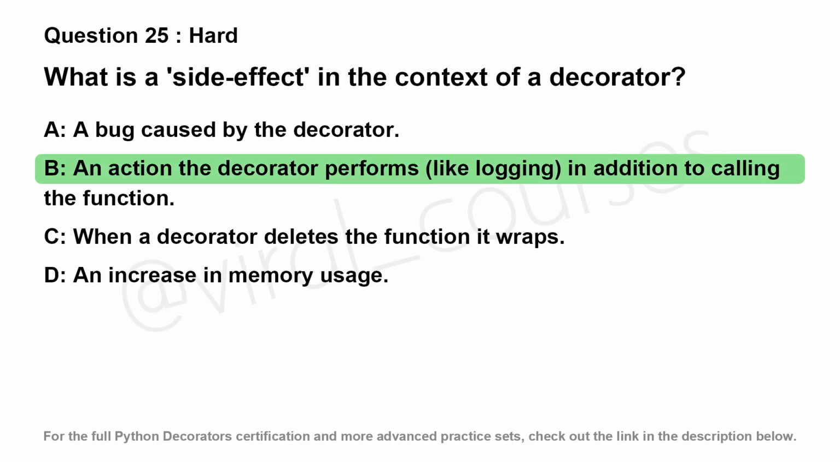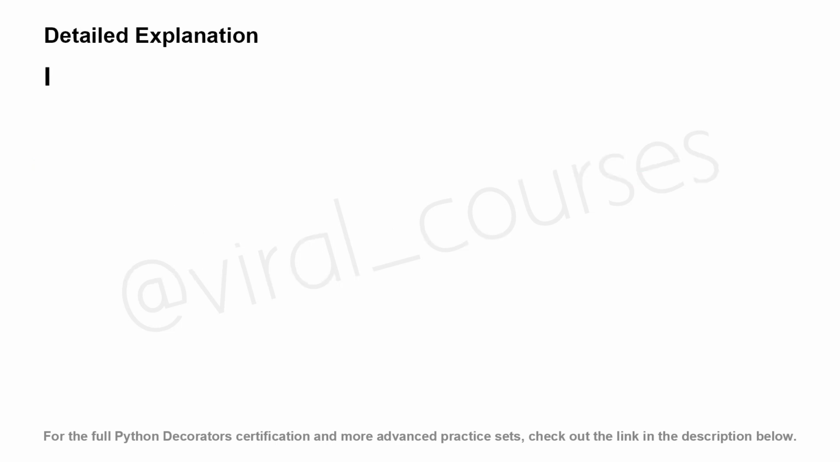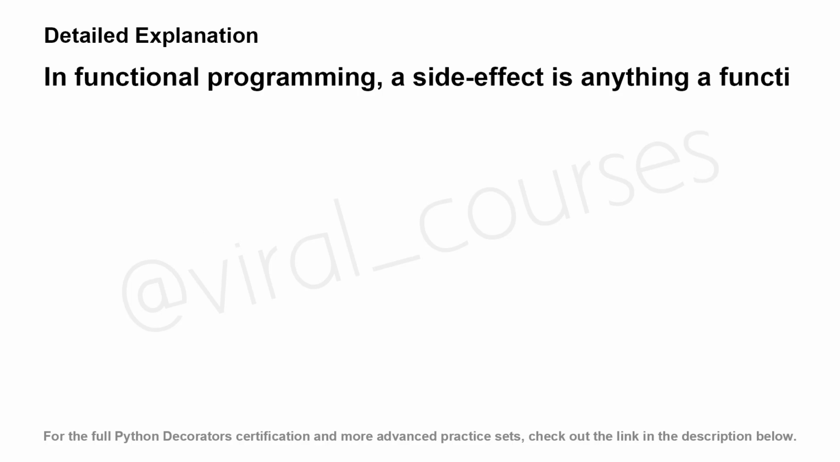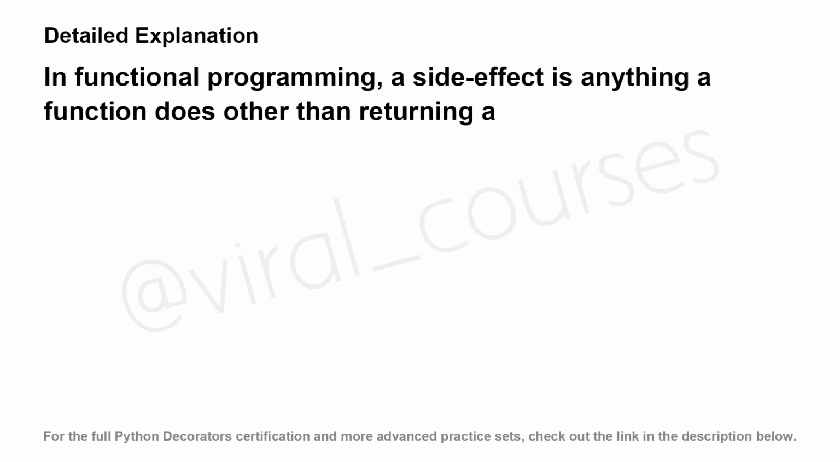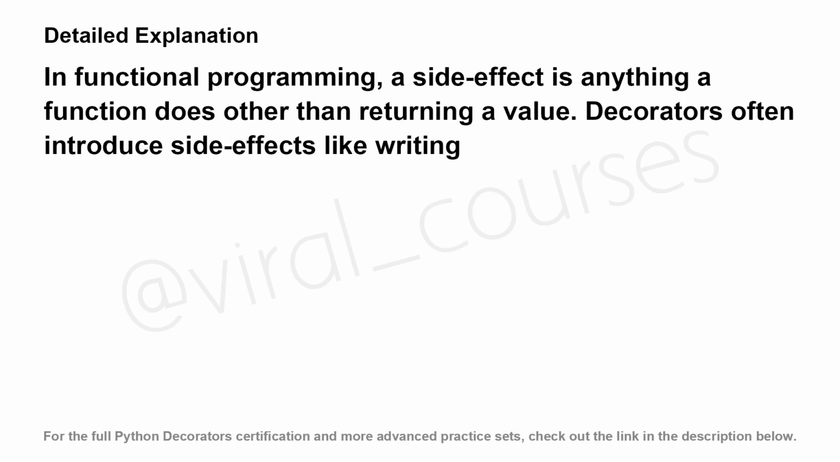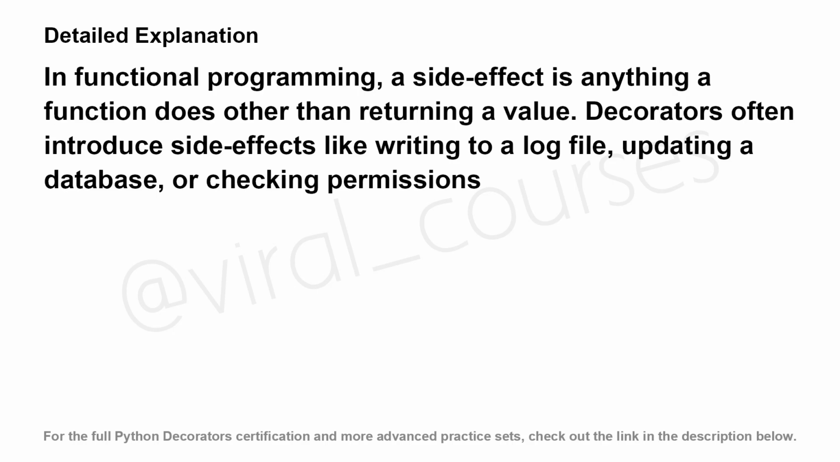The correct answer is B. In functional programming, a side effect is anything a function does other than returning a value. Decorators often introduce side effects like writing to a log file, updating a database, or checking permissions before the main logic executes.